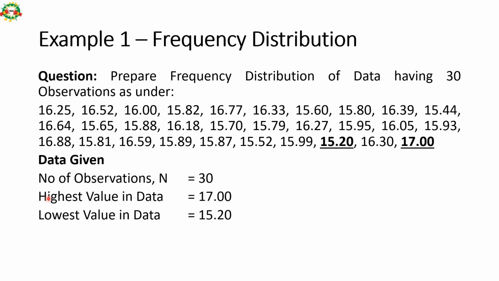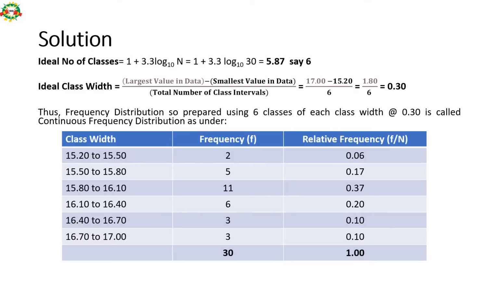In the data given, the total number of observations n is equal to 30. The highest value in the data is 17, which can be seen from here, and the lowest value is 15.20. You can see that in this entire data, the lowest data point in this population or sample is 15.2, while the highest is 17. As we know, the ideal number of classes is 1 plus 3.3 log base 10 of n, so with n equal to 30 it is 5.87, say 6.